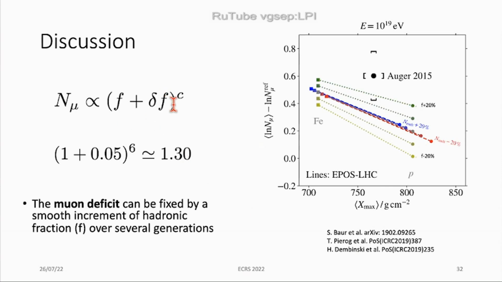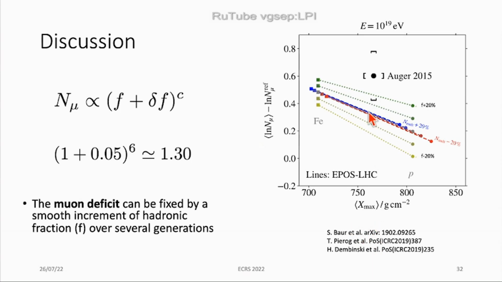If we introduce a small deviation of, for instance, 5% on the energy fraction in different interactions, and we count 6 generations, which is the typical number for a 10 to the 19 shower, this accumulates to a 30% deviation in the number of muons. So small deviations can produce a large deviation in the number of muons. This plot shows the prediction of Xmax against the number of muons. Here we see the Auger point, and these are the predictions for proton and iron.